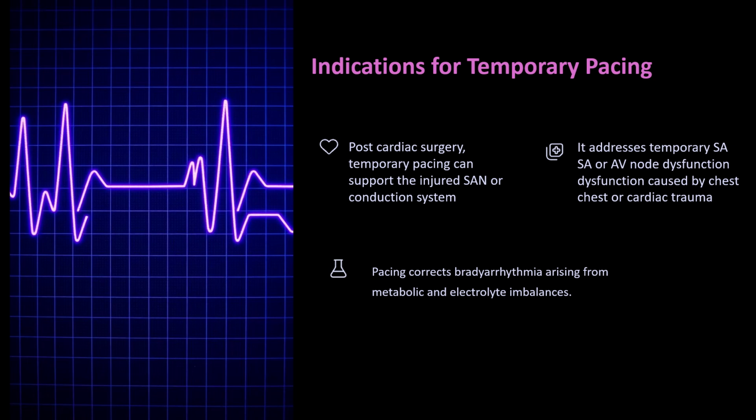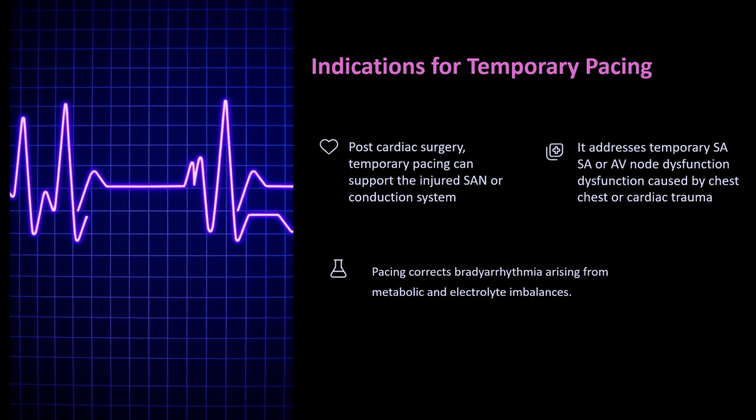Temporary transvenous pacing is indicated for reversible conditions where permanent pacing is contraindicated. One of the most common causes of temporary transvenous pacemaker insertion is hypothermia-induced bradycardia. Other conditions include post-cardiac surgery, if we have an injured SA node or conduction system, or a problem in the epicardial leads, the epicardial pacemaker, so we can use a transvenous pacemaker.